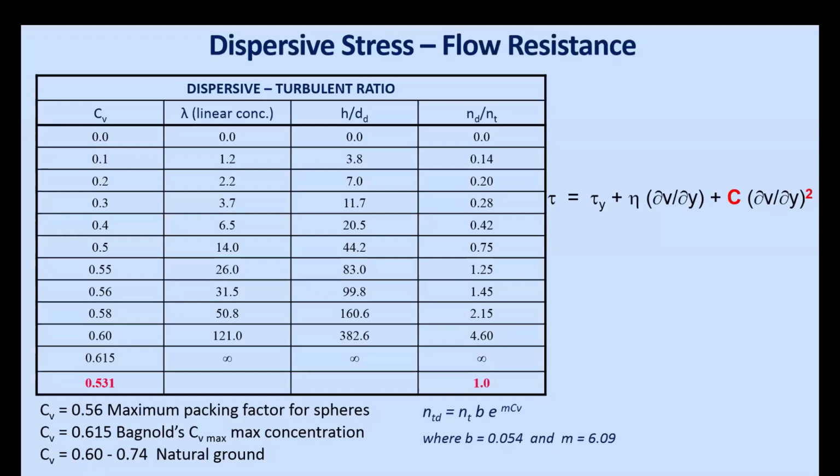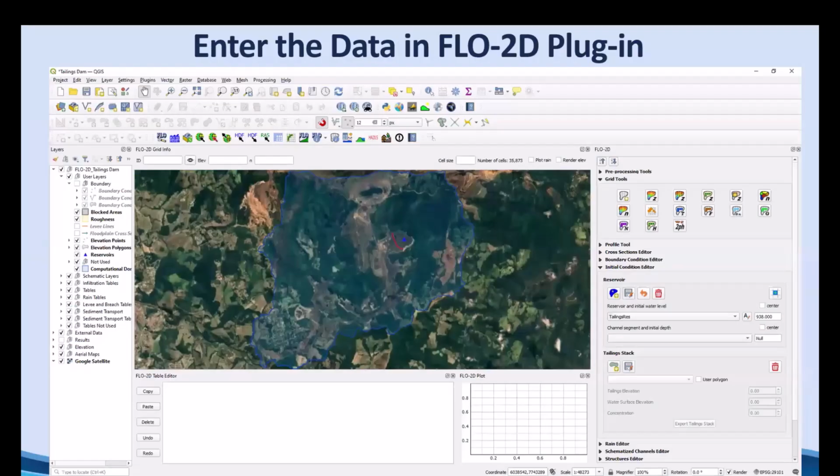And we created this. When I say we, Pierre, Julian, and I put this together, and it shows you that the relationship of the dispersive to the turbulent contribution is 1 at 53% concentration by volume. I allow you to see some other concentration by volumes that you might be familiar with.